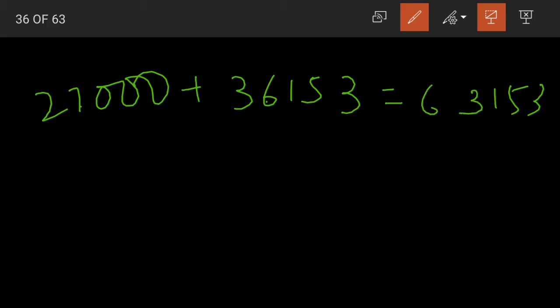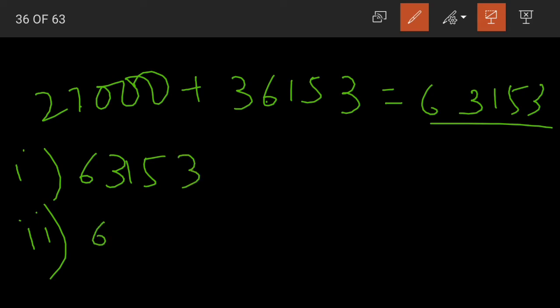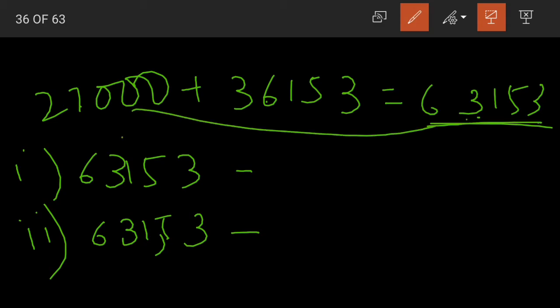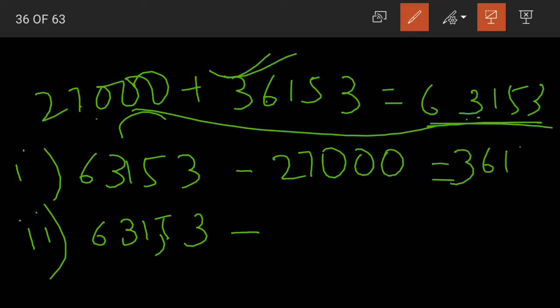suppose I am having 27,000 plus 36,153 is equal to, what will the answer be? 6 plus 7, 13, 63,153. Now first subtraction fact and the second subtraction fact. What did I say? Write the sum first. Sum first, then the subtraction sign. From the sum, we need to subtract one addend, 27,000. If we subtract, what will we get? We'll get the other addend.